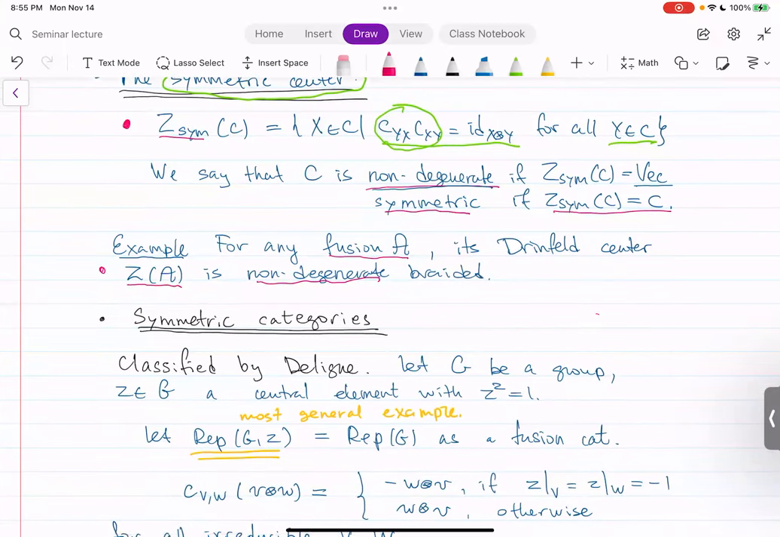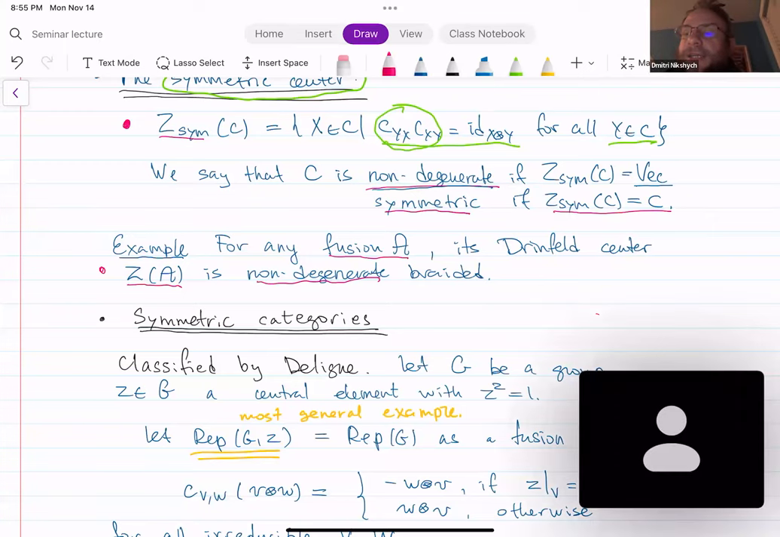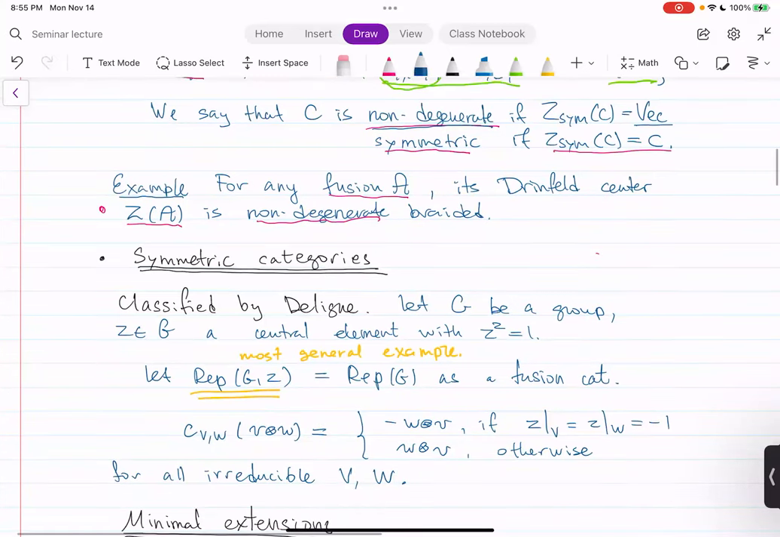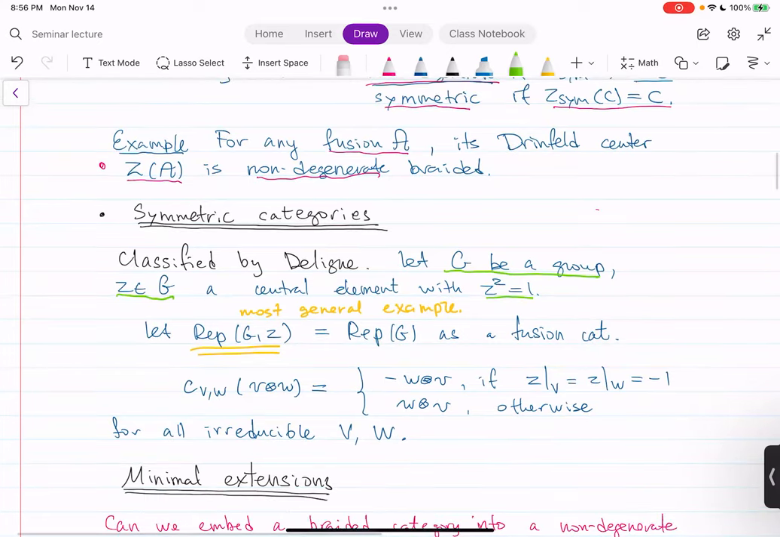Now, it's very hard, of course, to classify all non-degenerate categories. On the other hand, symmetric categories are very well understood thanks to the result of Deligne. Namely, they are constructed in the following way. We start with a finite group G, and take a central element z of order at most two. So it's either identity or an element of order two. Then we construct the following category. I denote it like this, Rep(G, z).